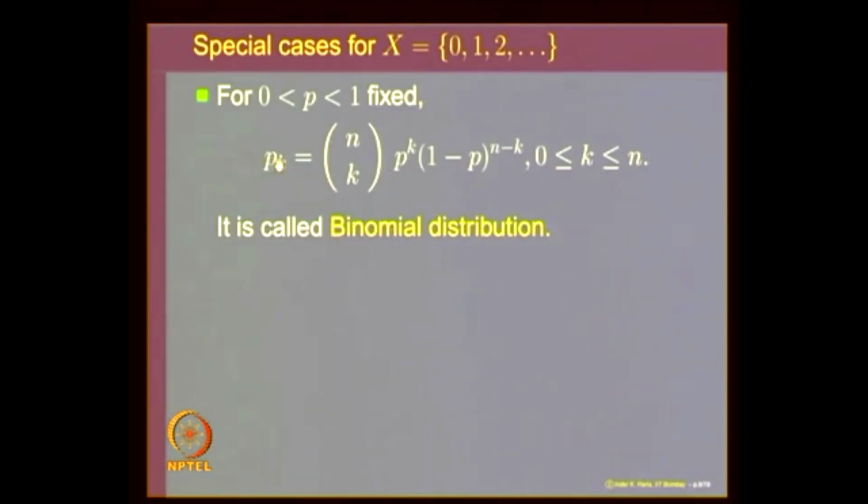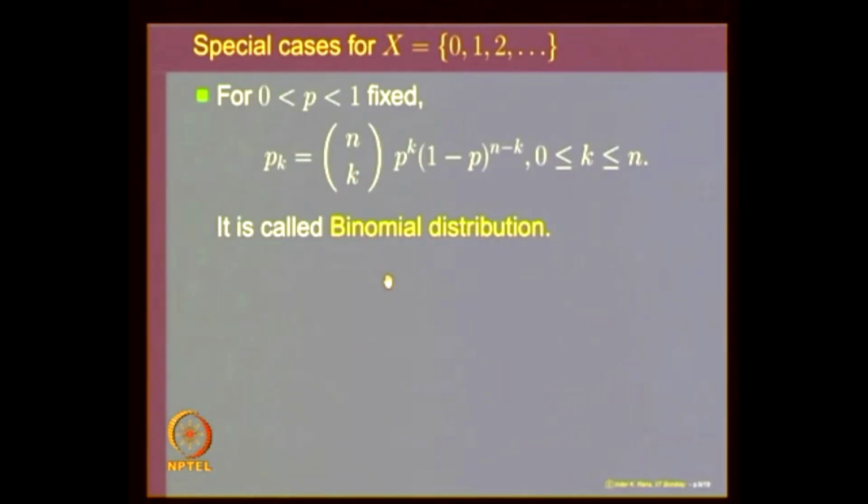That is because the summation of the pk's is the summation k equal to 0 to n, and this is nothing but the sum equal to p plus 1 minus p raised to power n, and that is equal to 1. So this is a distribution which plays a very important role in probability. This is a probability distribution. Supposing you have a coin and you are tossing the coin with probability p for head appearing, then in n tosses this pk represents the probability that in n tosses you will get k heads.